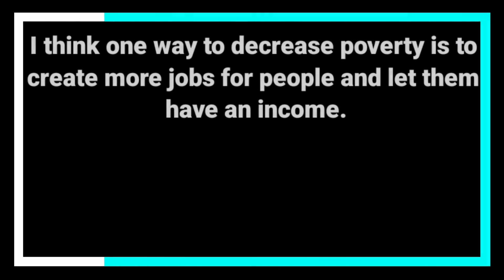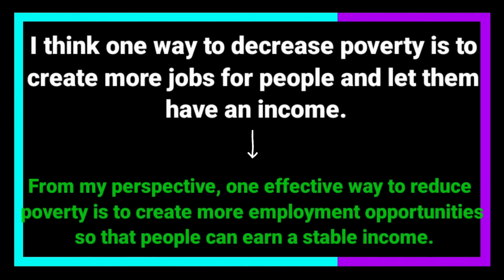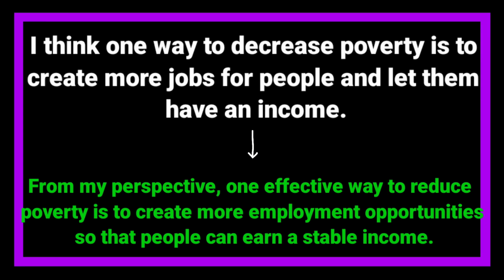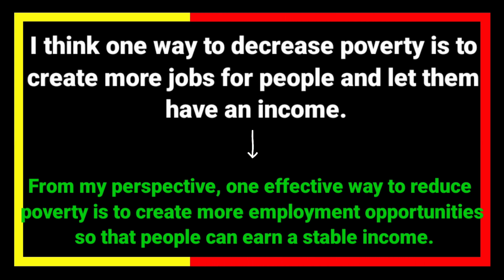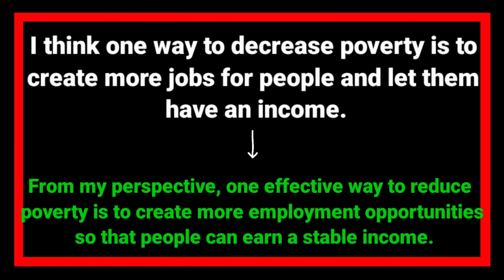Perfect. So your basic sentence, which was this, I think one way to decrease poverty is to create more jobs for people and let them have an income, changed to the advanced sentence, from my perspective, one effective way to reduce poverty is to create more employment opportunities so that people can earn a stable income.